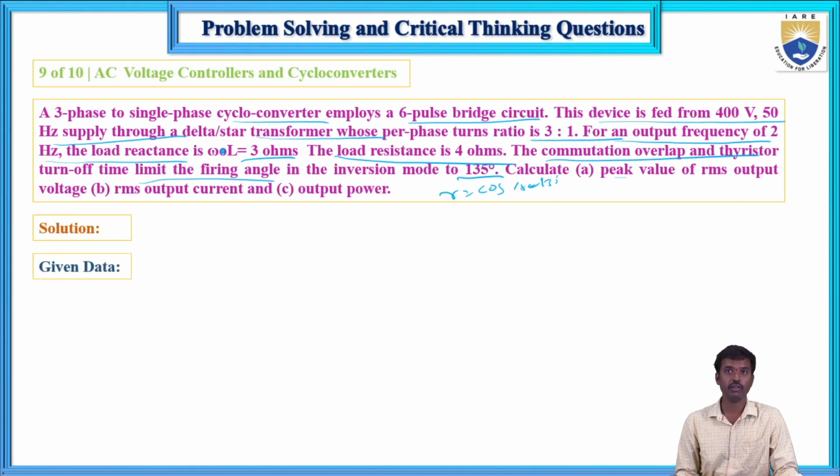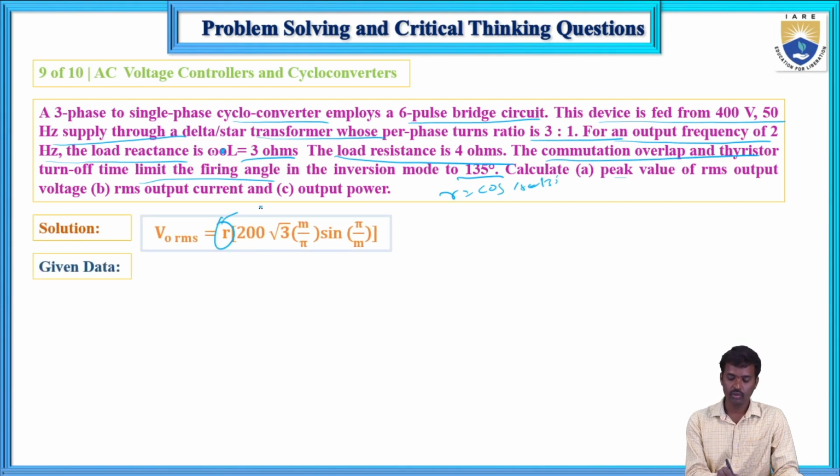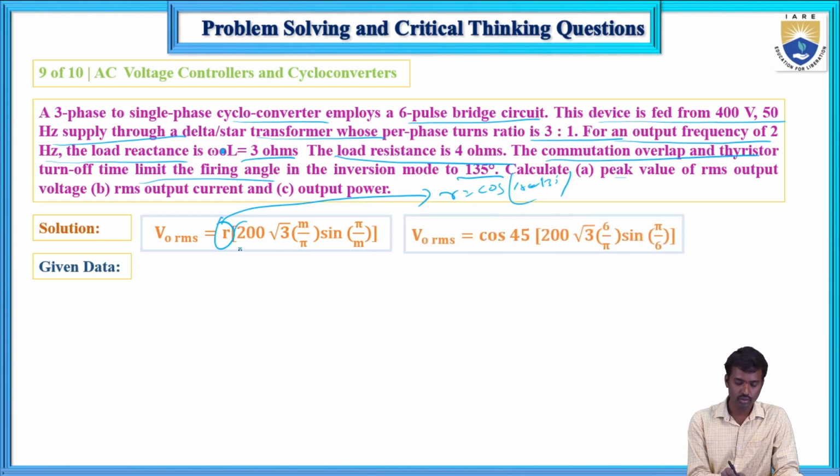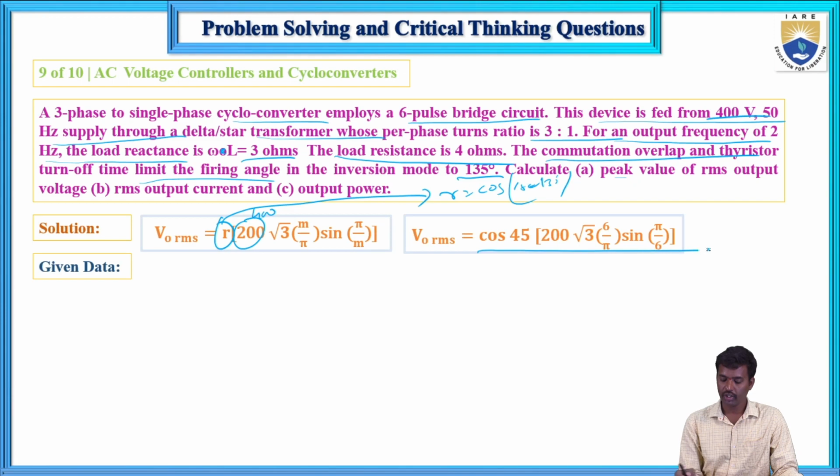Same as that 7th question, same formula. R equals cos of 180 minus 135, and 230 root 2, next m by pi sine pi by m. Not 230, the supply is 400, so 400 by root 3. With 6 pulses, 6 by pi and sine pi by 6. So that V0 RMS value equals 233.